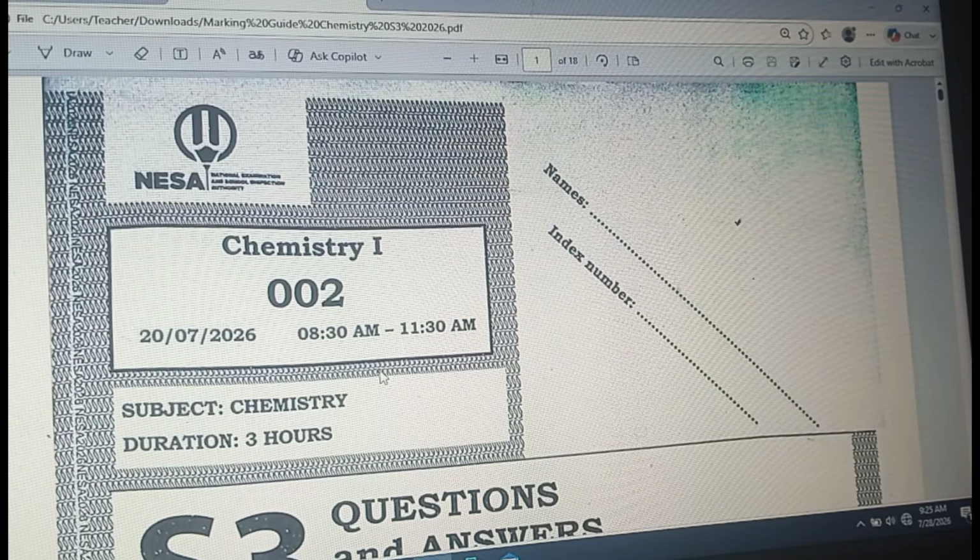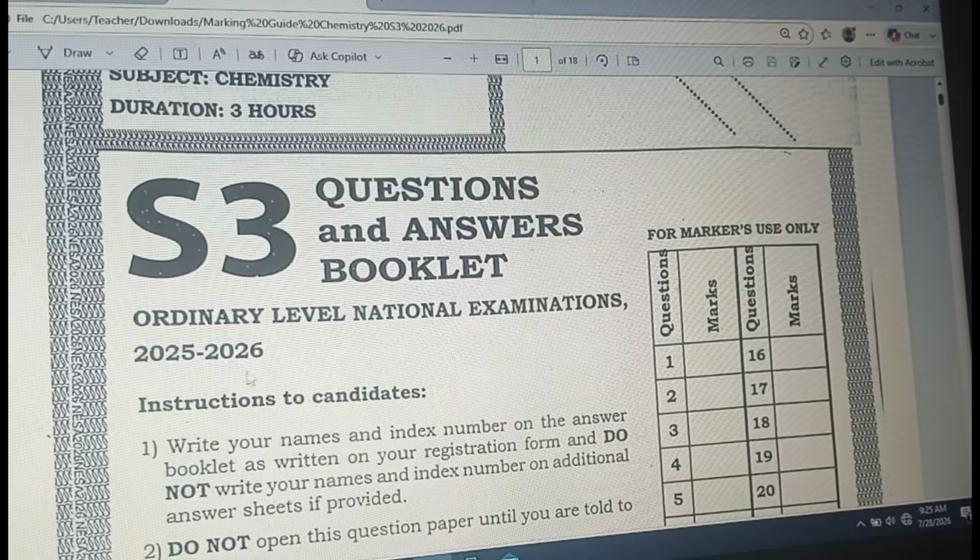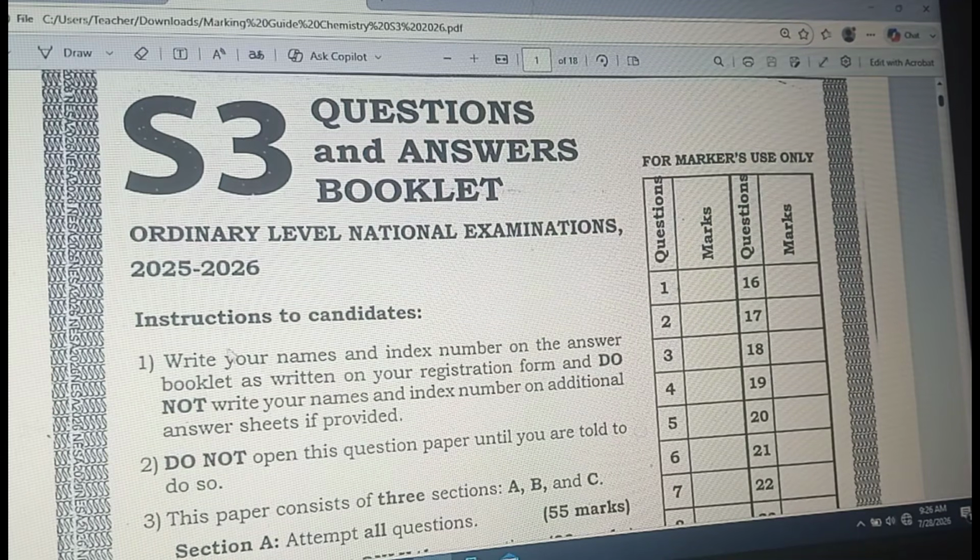Today's edition, you are going to correct the National Examination of Chemistry done on 20 July 2026. This is the Ordinary Level National Examination of Chemistry. These are the instructions to the candidate.